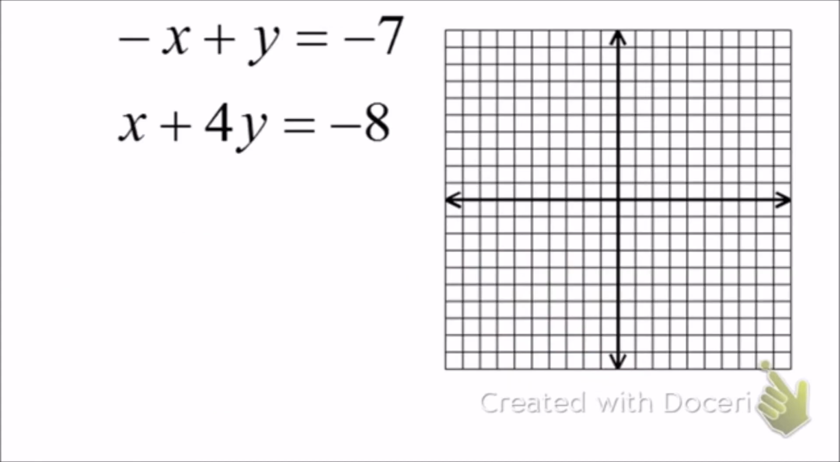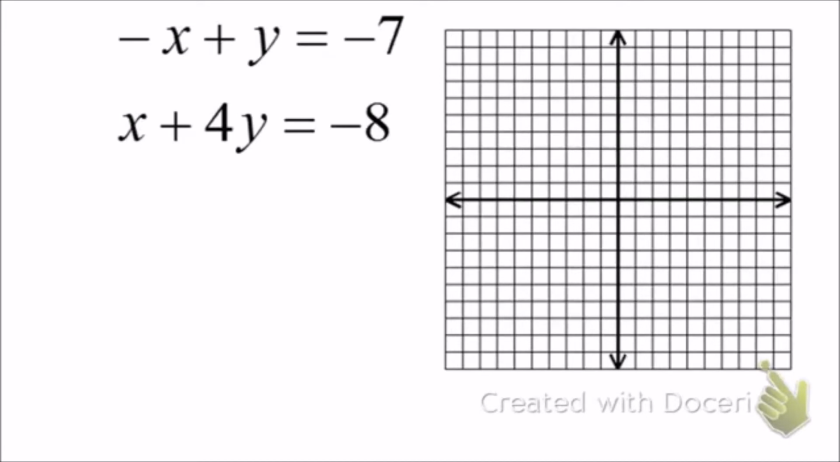Okay, so let's begin our example. I have a system here because I have 2 equations, negative x plus y equals negative 7, and x plus 4y equals negative 8. Our first step was to change this to slope-intercept form, to y equals. So I need to solve for y.